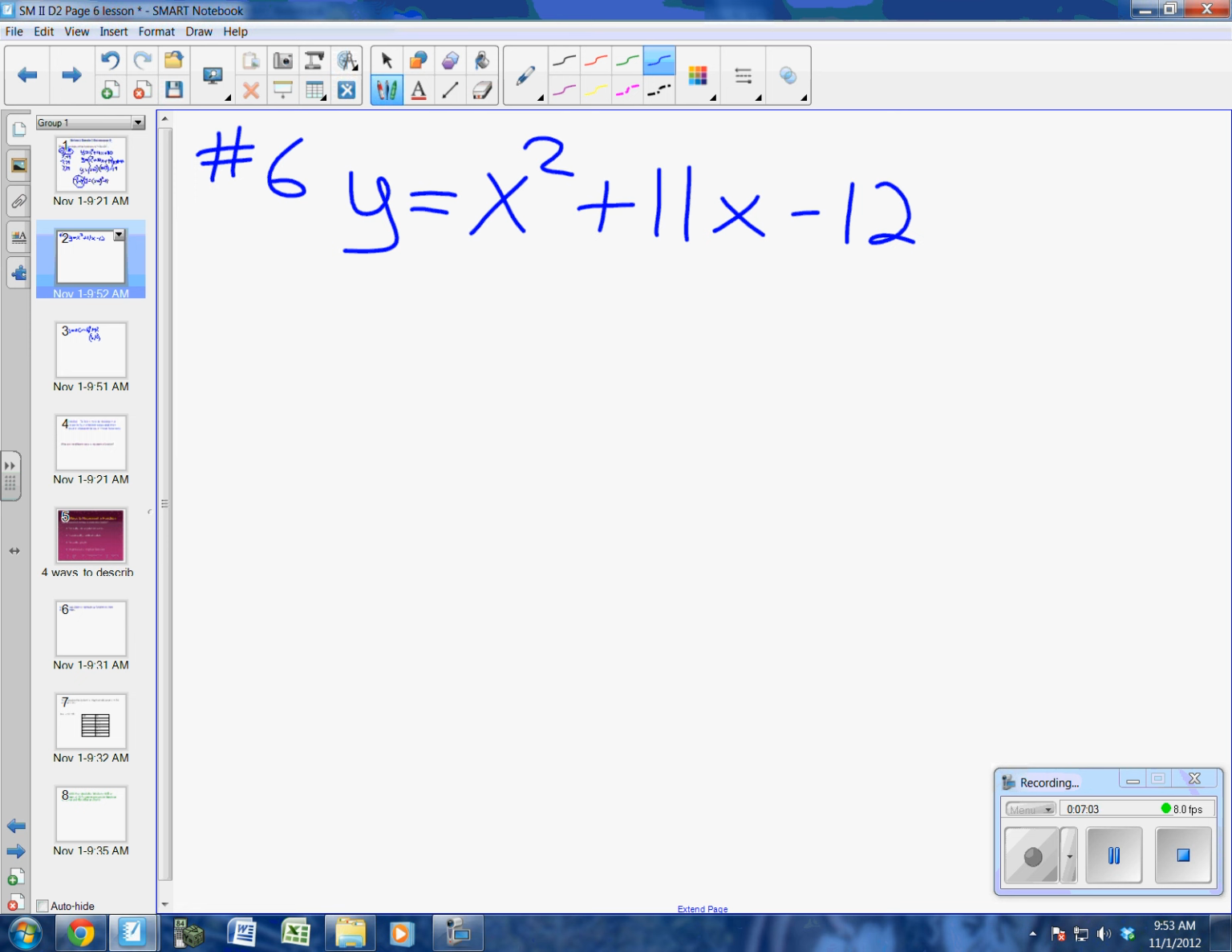Okay, now, right here, x squared plus 11x minus 12. This one's a little bit different. What makes this one different? Yeah, it's an odd number in the middle, isn't it? Okay, so right here, if I have an odd number in the middle, 11 right here, how do you take half of 11? Okay, what do you get?